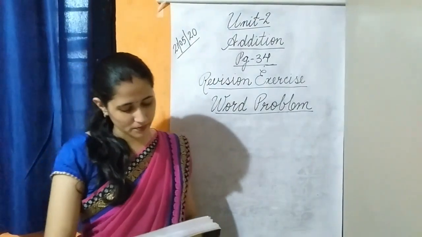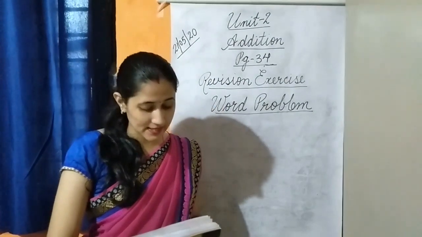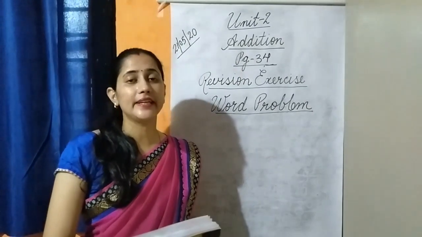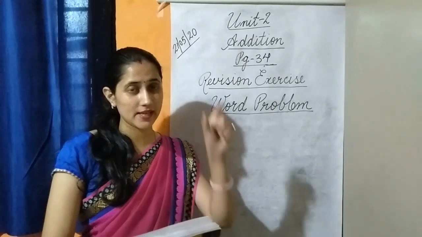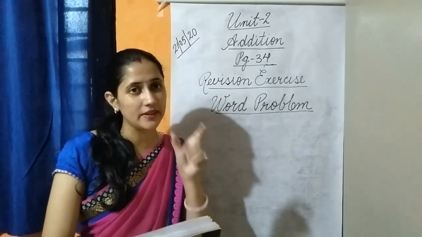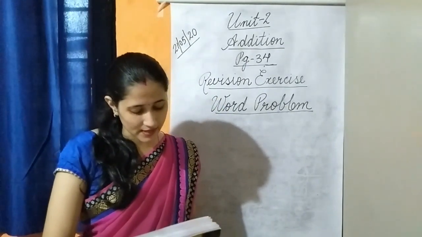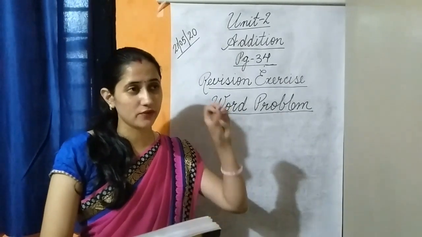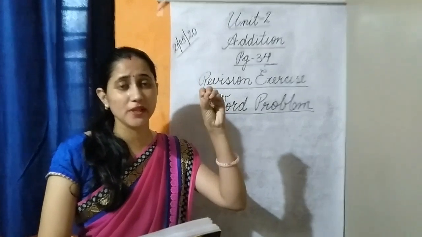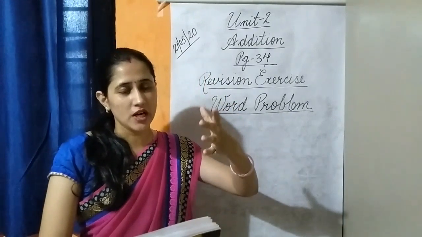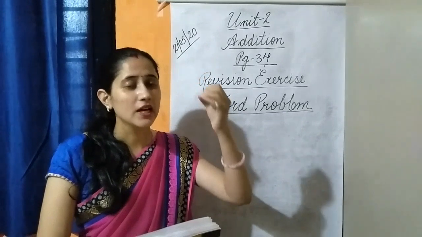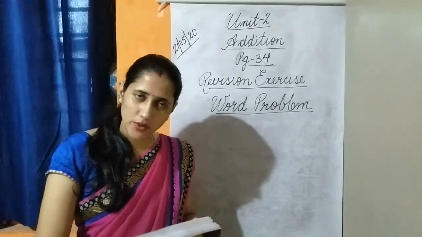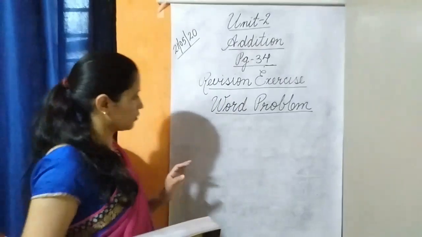So word problem B is: Peter has 39 superhero cards and 17 cartoon cards. Okay, he has 39 superhero cards and 17 cartoon cards. How many cards does he have all together? Okay, so what do you have to find? You have to find the cards all together. That means you have to find the total number of cards. So whenever we have to find total or the sum, what do we do? We do addition. So we have to do addition here also for this word problem.